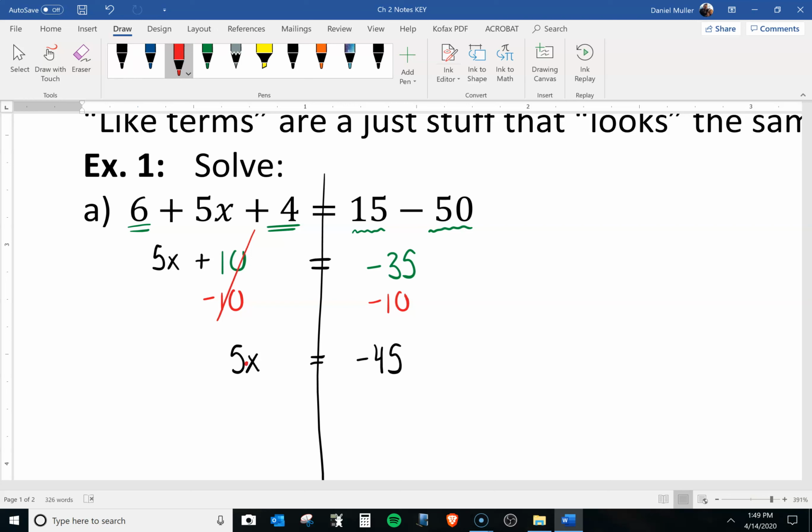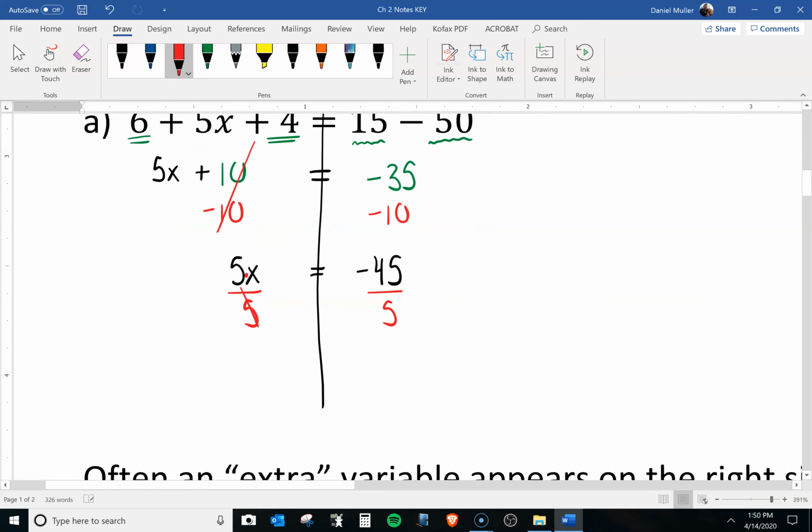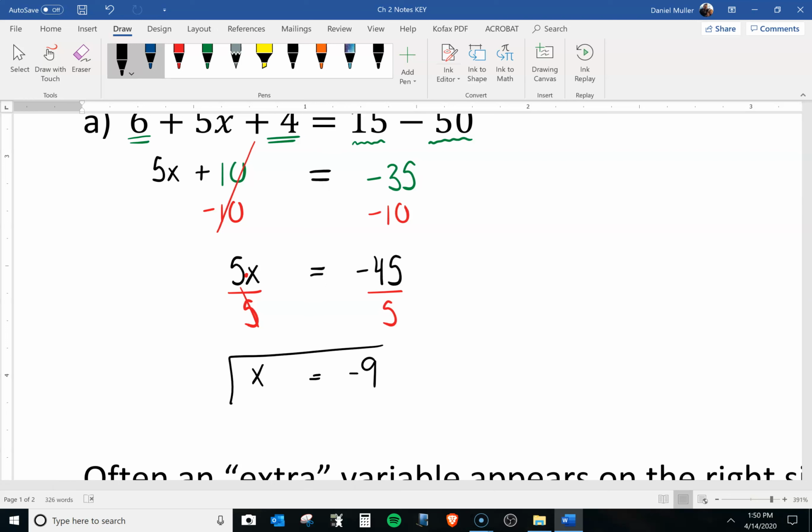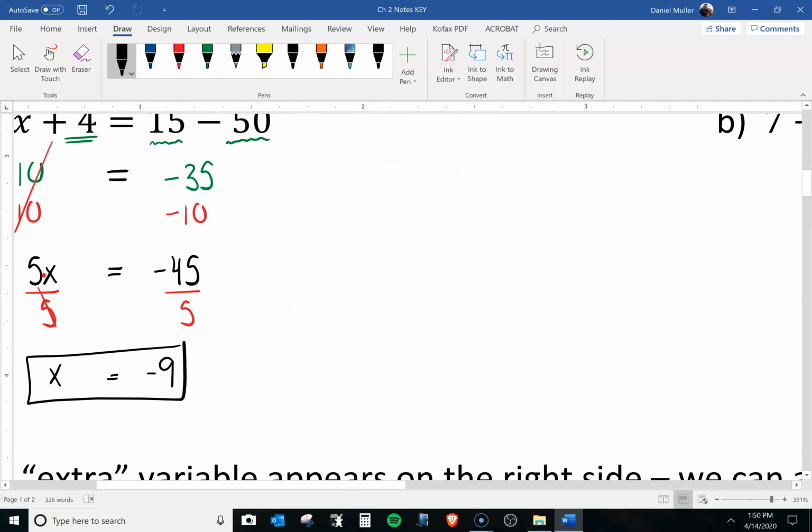Now this is a times, so I will divide. The 5's will cancel out, so all I'm left with is an x, and on the right, 45 divided by 5 is 9, and it's negative. So x is equal to negative 9. Let's try the next example.